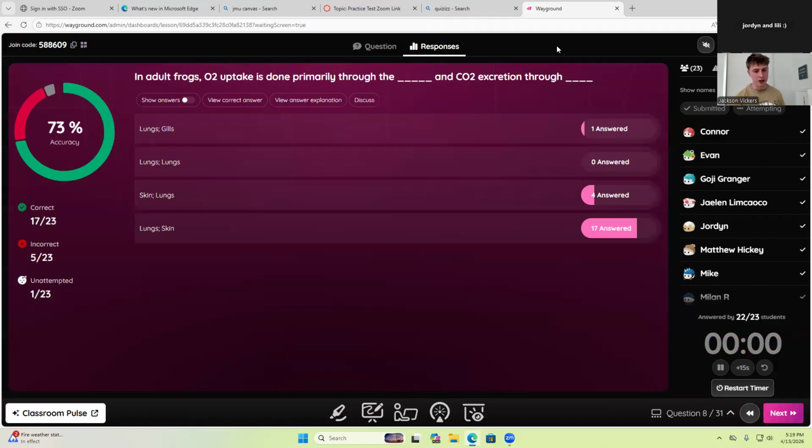All right, sweet. It seems like a lot of you guys got this. This is one of those ones where you either know it or you don't. I think the book goes into a little bit of depth about how this happens, but frogs, once they're an adult, still excrete CO2 through their skin, but their lungs have developed enough where O2 uptake, their breathing in, is going to be through the lungs.